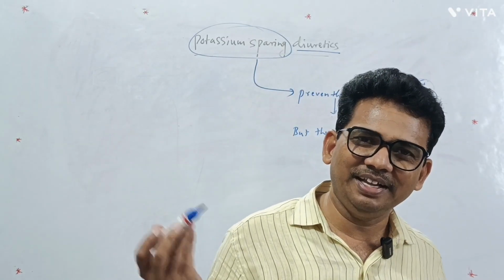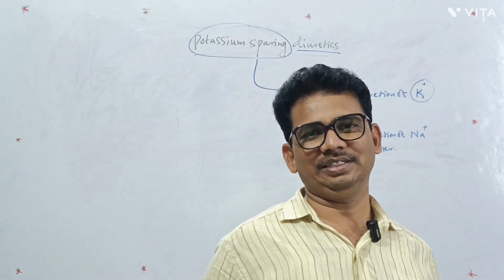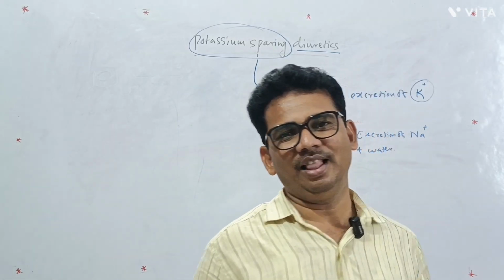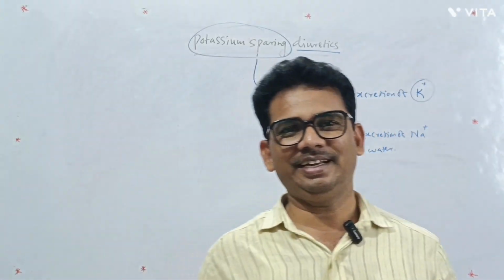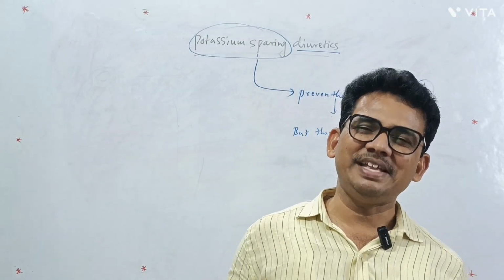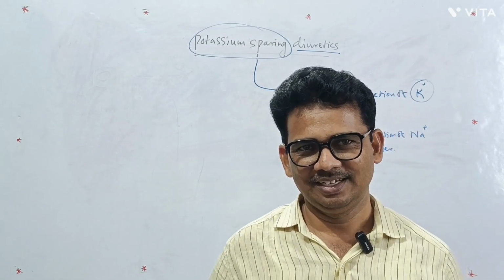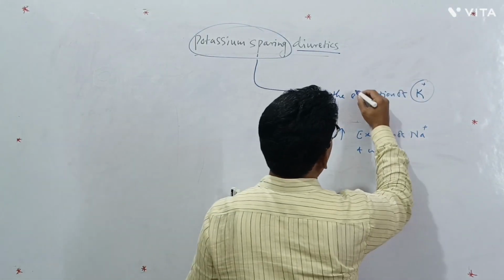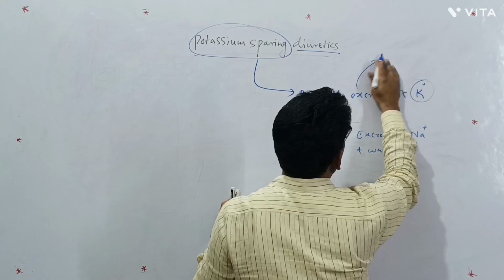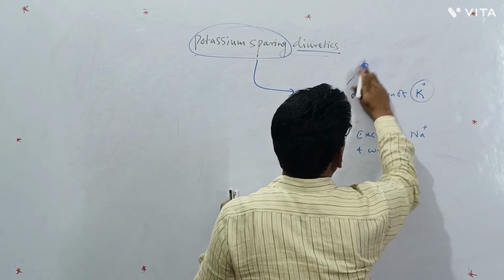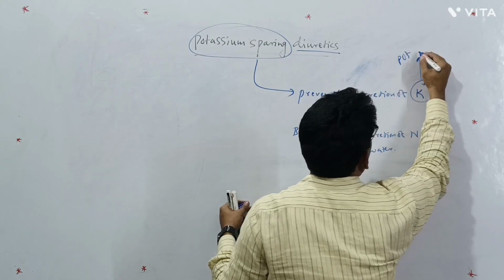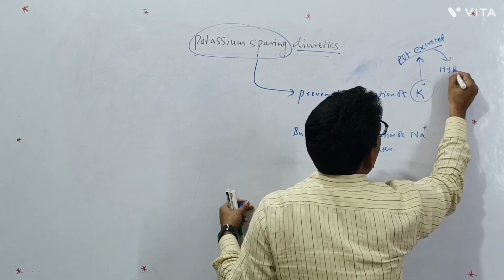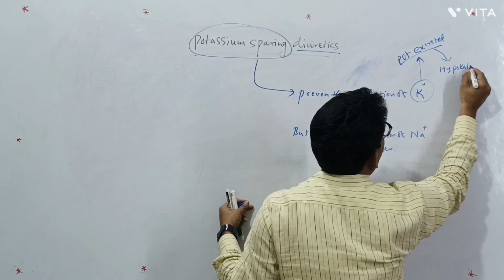Why is it sparing the potassium? Why is it leaving the potassium? Why is it not excreting the potassium? The reason is very simple. We might have studied biochemistry. Potassium is required for many metabolic processes. Otherwise, if potassium is excreted from our body, then what does it produce? It produces one disorder that is called hypokalemia.